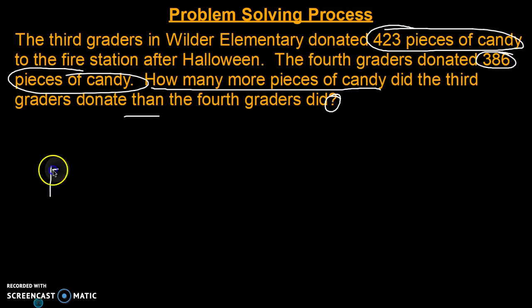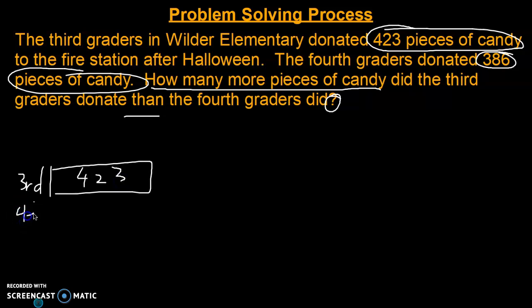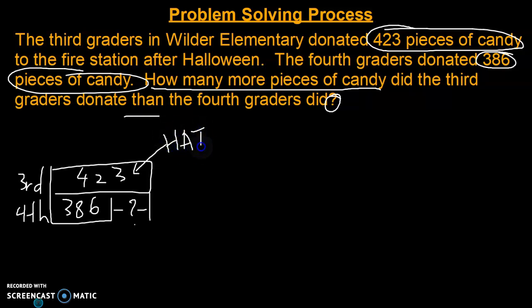In this case, we know that third graders donated 423 pieces of candy. Fourth graders donated 386 pieces of candy. We are comparing between these two. We don't know what the difference is between the two numbers. And this time, because the big box, the biggest one, which is the total, already has a number in it, we already have a total. That means we're going to subtract. Whenever we see that, we subtract.